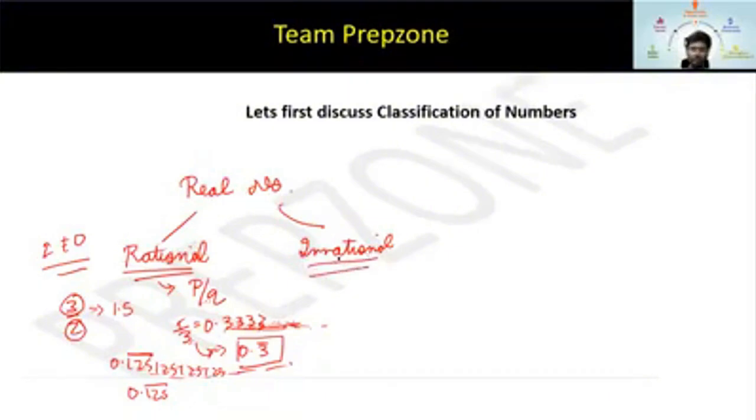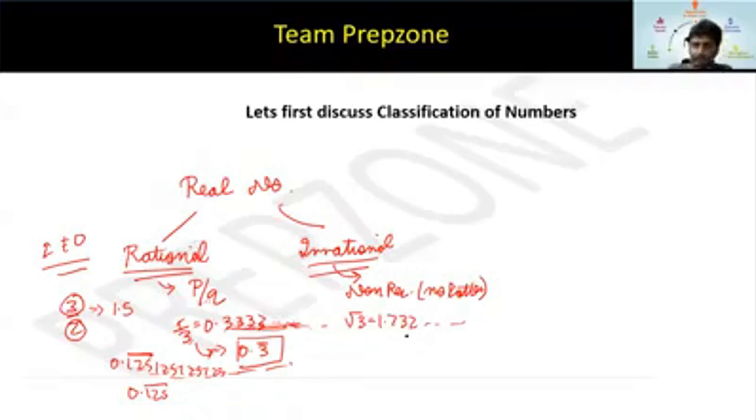What about irrational numbers? Irrational numbers are non-recurring. There is no pattern in those numbers, right? For example, what is the value of root 3? It is 1.732 something and so on. So there is no pattern here. There is no recurrence of a particular decimal digit or a group of digits, right? That is why there is no pattern as such. And this is a non-recurring number and this is an irrational number. I cannot represent this as P by Q.